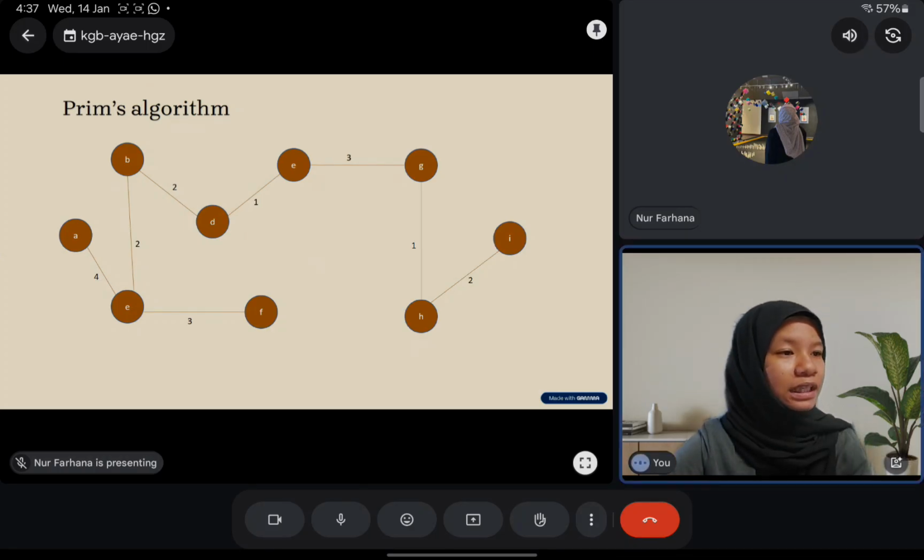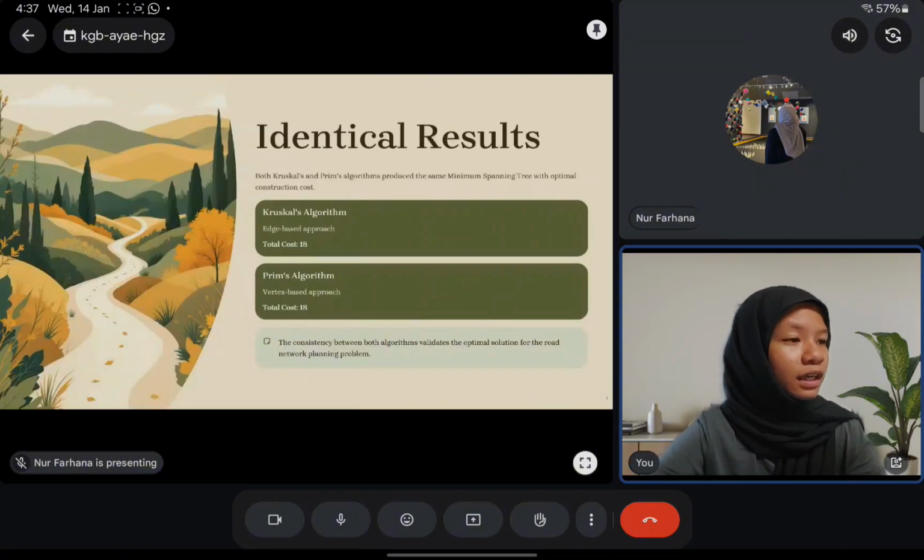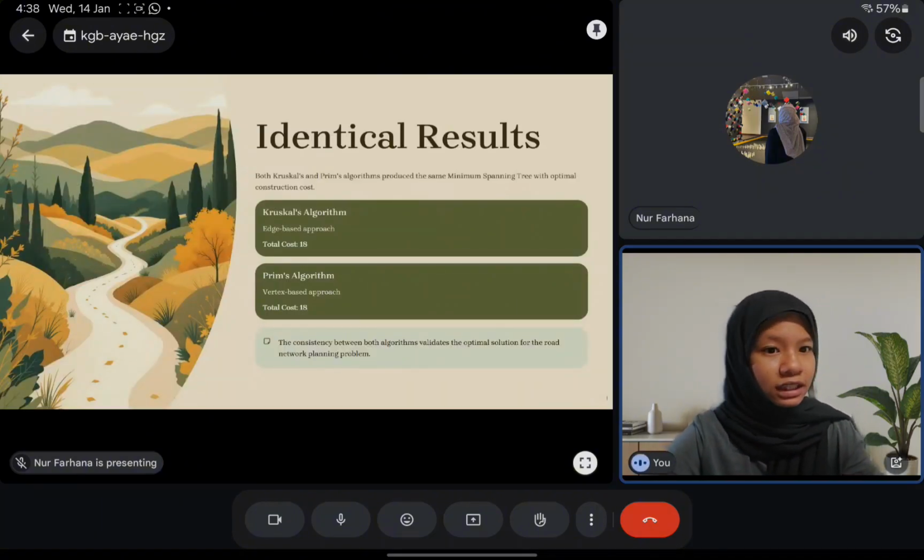So this is basically the Prim's chart based on the question given. This is the answer: A to E, E to B, B to D, D to E, and so on, for the example I just explained. Okay, right now we are going to do the identical results.